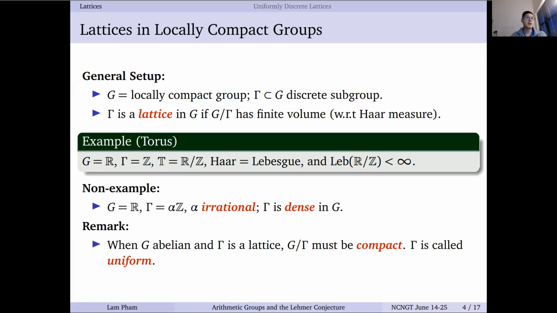When G is abelian and gamma is a lattice, then the quotient, as we observe here, is compact. It is always the case when G is abelian. In this case, we say that gamma is a uniform lattice, or that gamma is co-compact in G. If it is not compact, we say non-co-compact or non-uniform.